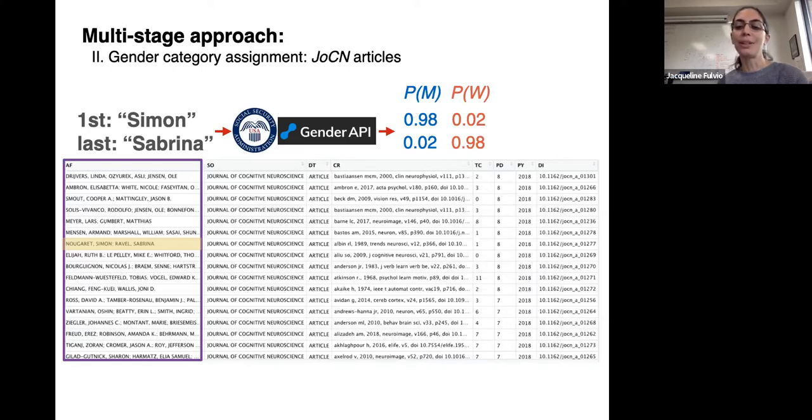And if the probability of belonging to either gender was 0.7 or greater, this was the criterion used in the Dworkin et al. study, so we just followed suit, and that gender was assigned. And so the article here was categorized then as a man, woman, or MW article.